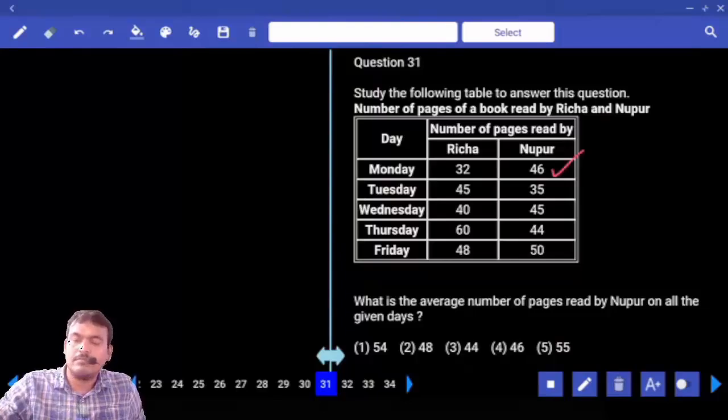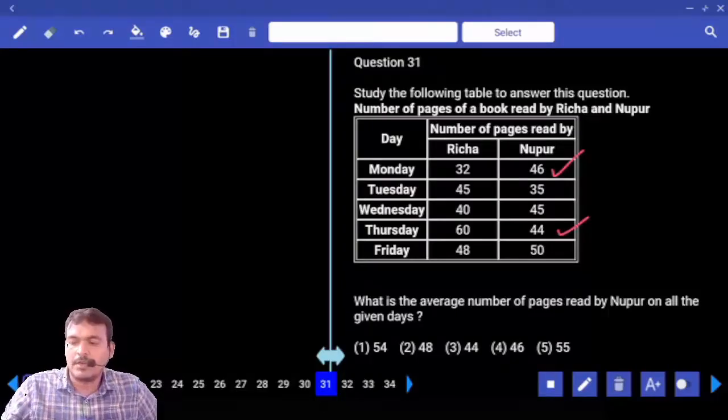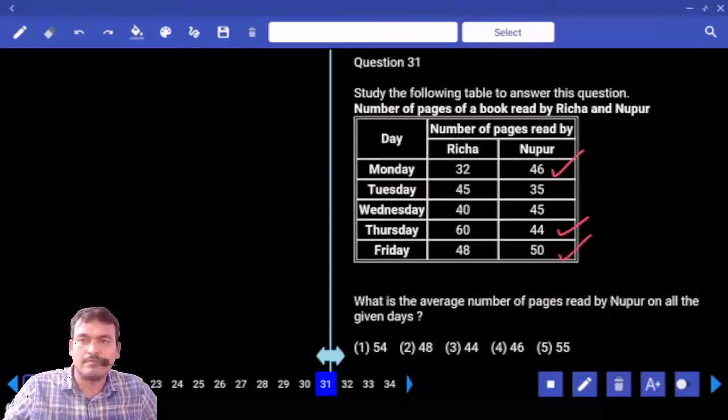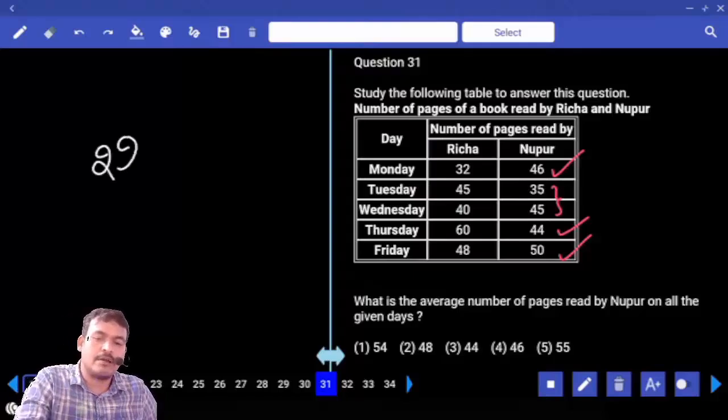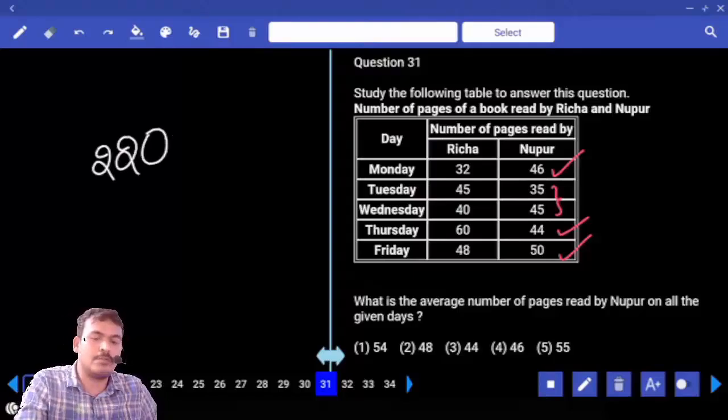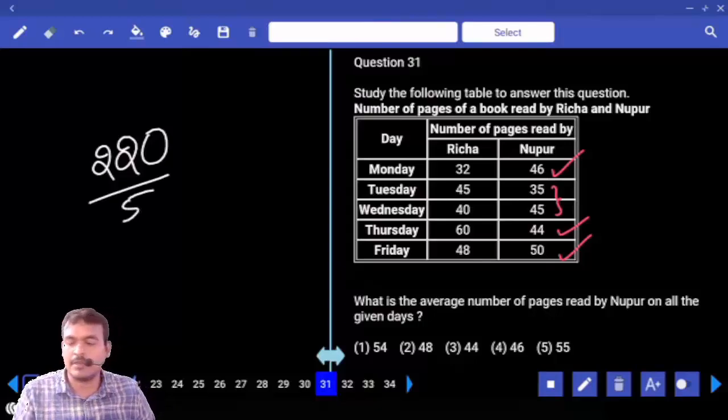What is the first value? 46. And what is the fourth value? 44. Both are adding 90. 90 plus 50, 140. 35 plus 45, 80. 140 plus 80, 220. But we required the average, 220 by 5. What is the answer? 44.